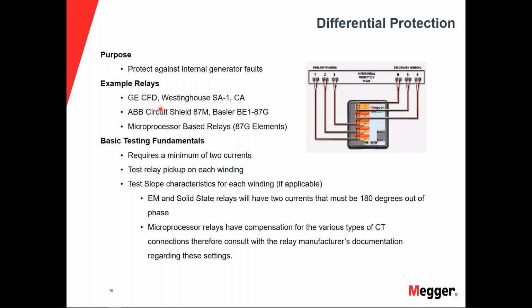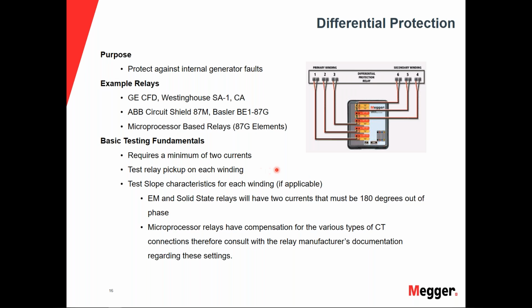We also have an example of a few relays, like the old CFDs. These are old electromechanical style relays. The old CAs are usually pretty popular. The ABB circuit shields are little solid state relays; there are not too many of those out. And then Basler makes a relay as well. And then any microprocessor based relay that has any type of 87 elements can be used: 87G, 87GD, 87TD for wrapping the generator or any type of other protected device outside.